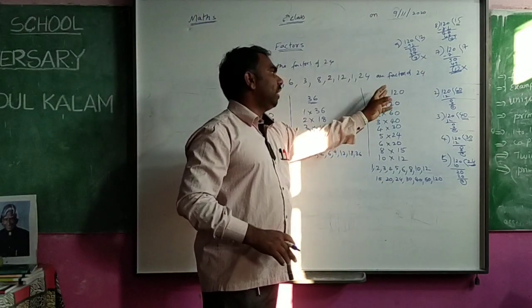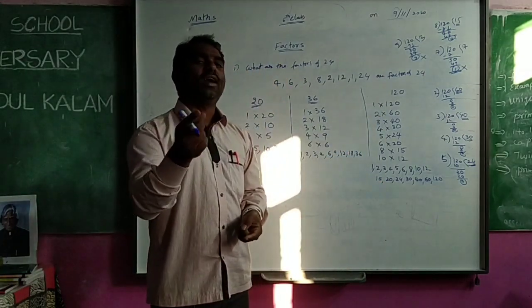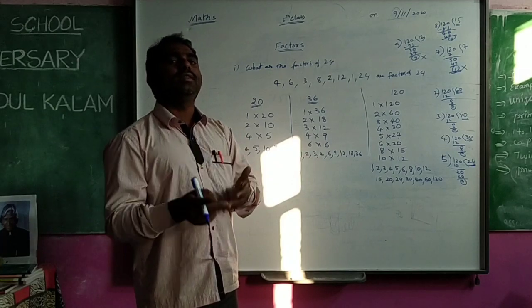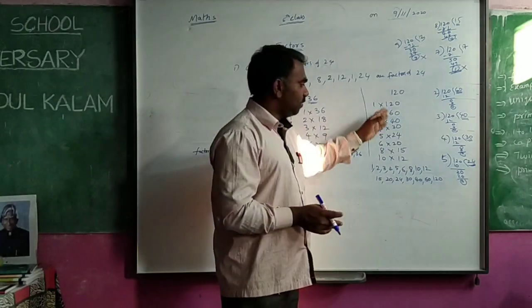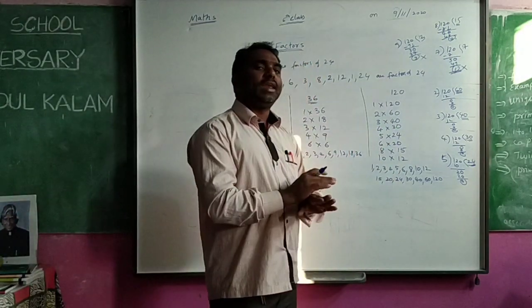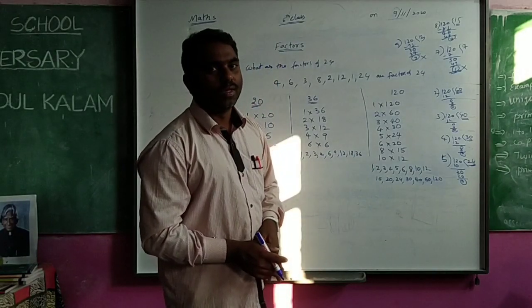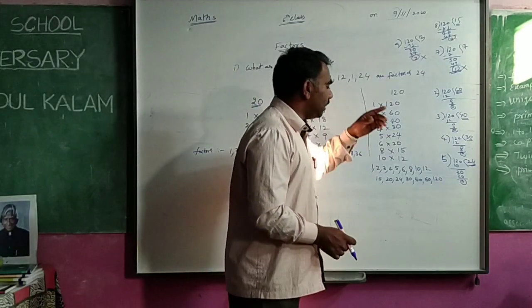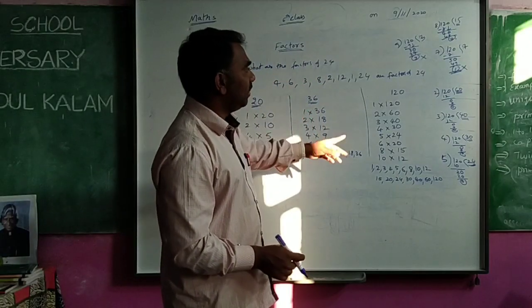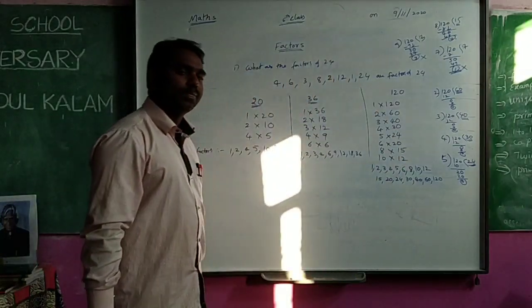If you say only from the table, like 2 60s are 120, you will say only 2 factors, 2 and 60. But you are missing some others. If you follow this method, you will not miss any one. So you can find the factors in this way. This is the way of finding the factors.